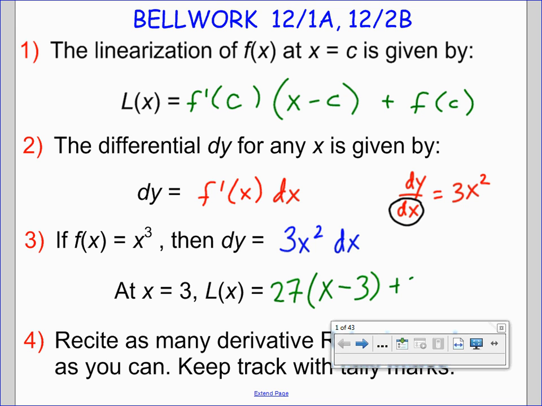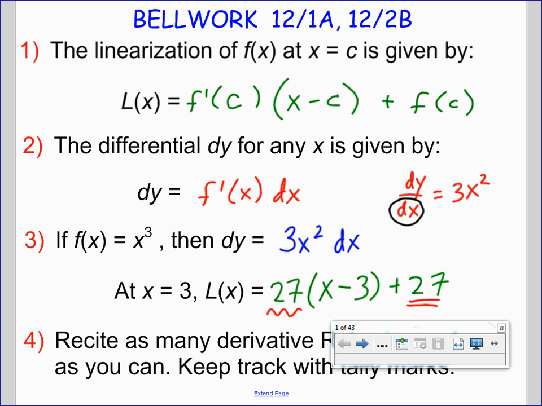The value of the function at x equals 3, and that is 3 cubed is 27. And so that's 27 also, but a very different 27. This 27 is the slope of the tangent line. This 27 is the value of the function when x equals 3, right? So this is the 27 from the point of tangent. Awesome. What questions do you guys have about number 3?